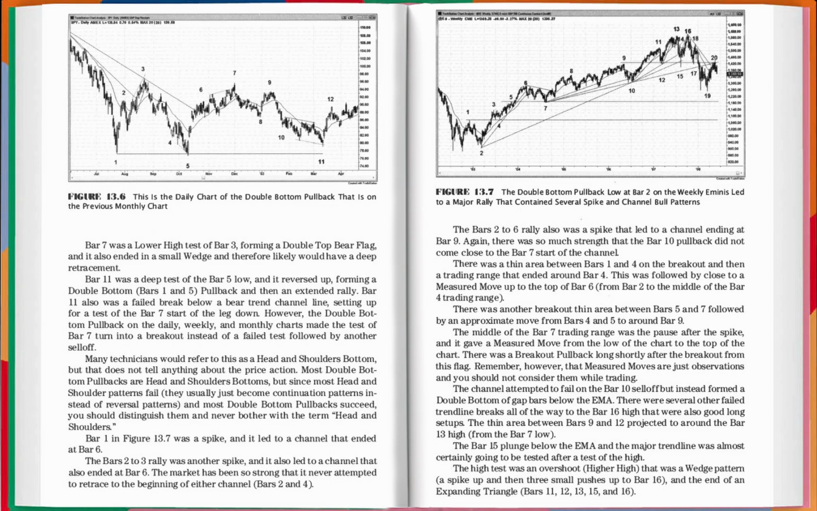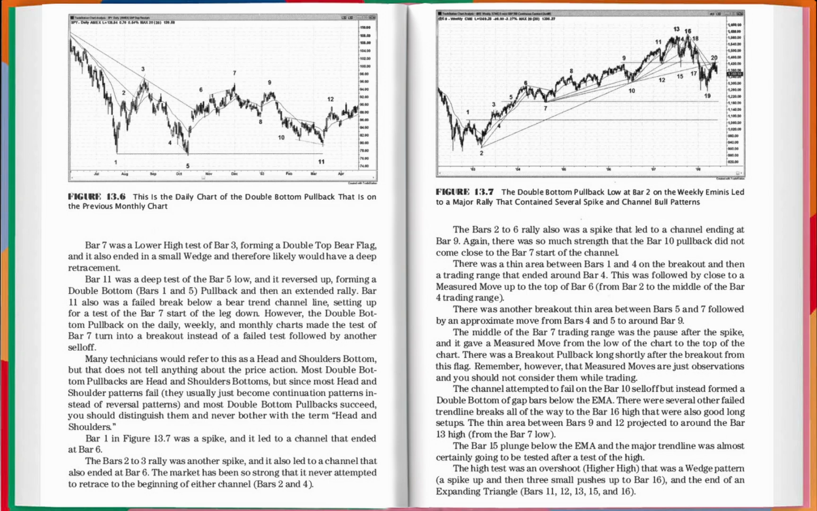Bar 11 also was a failed break below a bear trend channel line, setting up for a test of the bar 7 start of the leg down. However, the double bottom pullback on the daily, weekly, and monthly charts made the test of bar 7 turn into a breakout instead of a failed test followed by another sell-off.